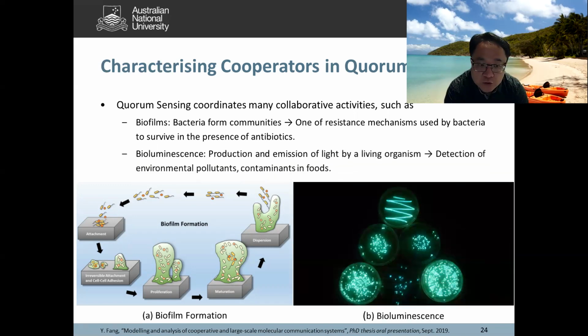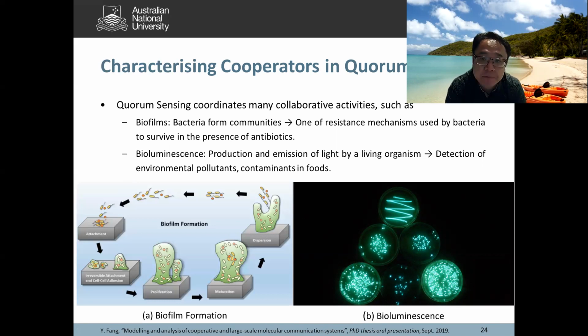And the second example we want to show in quorum sensing is bioluminescence. For this bioluminescence, it means the production and the emission of light by a living organism. So this can be used to help us for the detection of the environmental pollutants and the contaminants in the foods. So this is the example of bioluminescence. And if we can see the lights from the gathering of this bacteria, it can tell us something, and this can help us to detect, for example, if there is any pollutants in the environment. They can help us to do that.